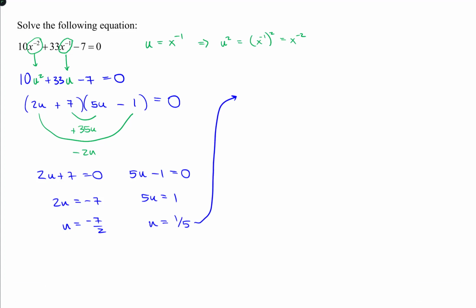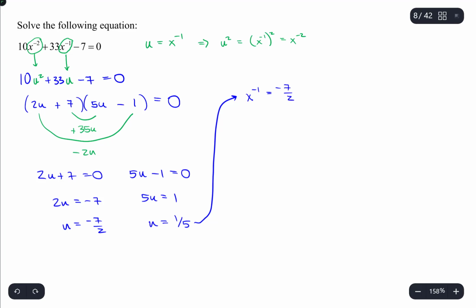So to do that, I just replace, instead of saying u equals negative 7 halves, I say x to the negative 1 equals negative 7 halves. So I just went back to my definition, u is x to the negative 1, and switched back. And then also x to the negative 1 equals 1/5.